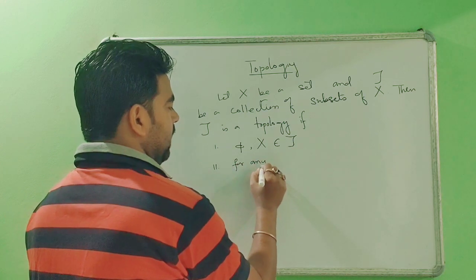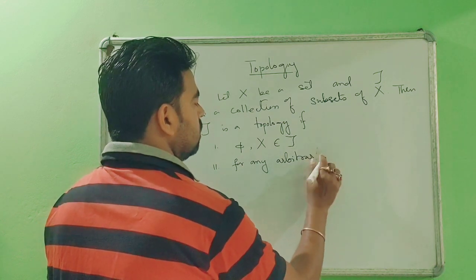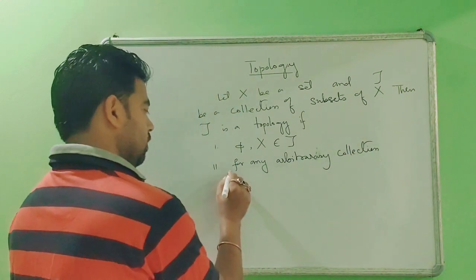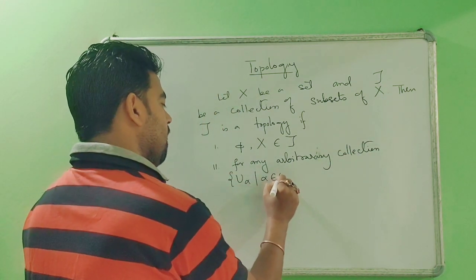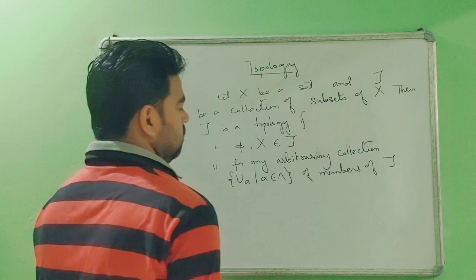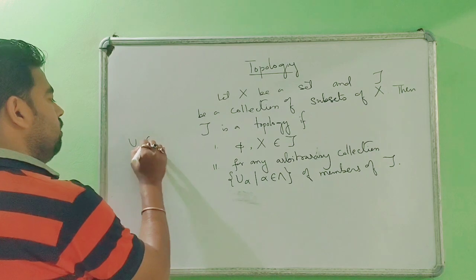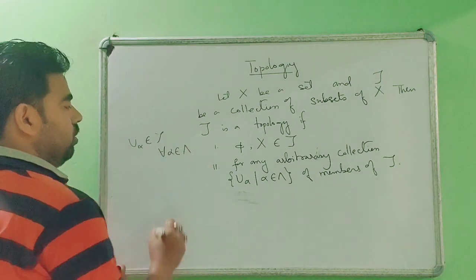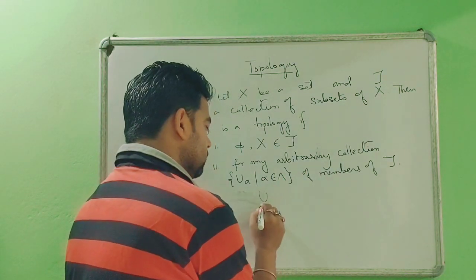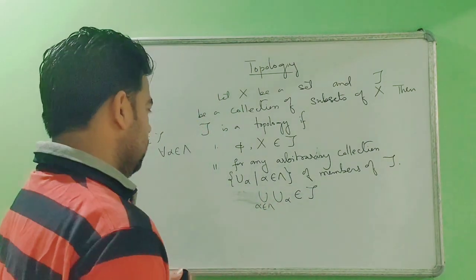for any arbitrary collection u alpha, lambda of members of tau. It means in this collection all the u alpha belong to tau. Okay, so you pick any sub collection of tau, then the union of the sub collection is a member of tau.